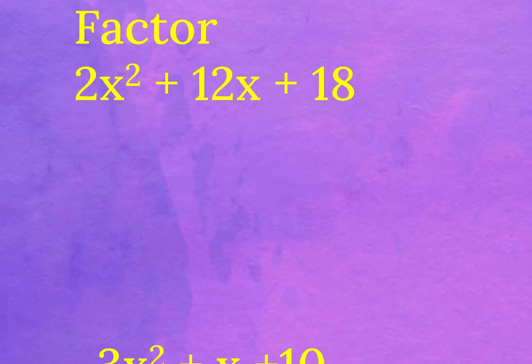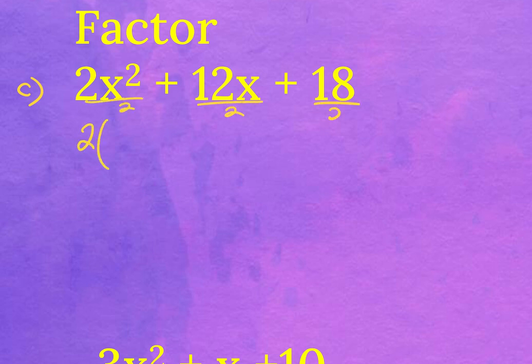All right, go to C. Can I factor something out? Yes, this time they're all divisible by 2. So I take a 2 out. This gets divided by 2. This gets divided by 2. And this gets divided by 2. And I get x squared plus 6x plus 9.